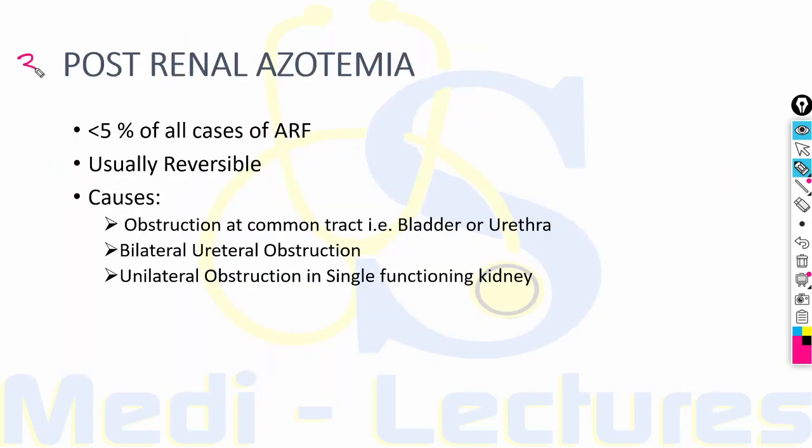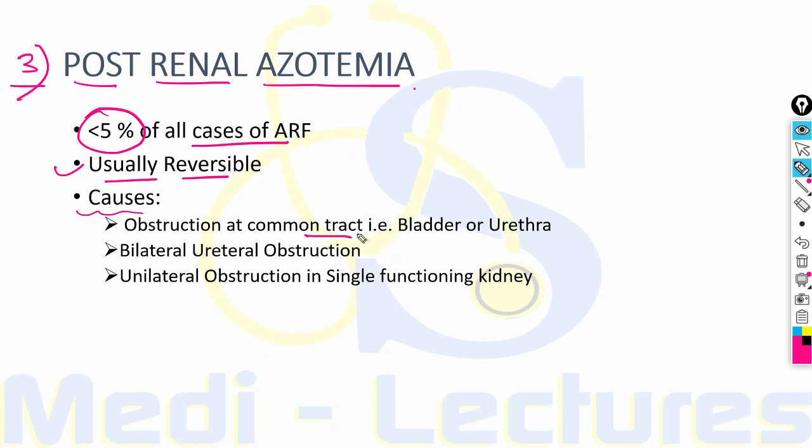Now coming on to the last and least common cause of acute renal failure, that is post-renal azotemia. This is responsible for only less than 5% of all the cases of ARF. These are usually reversible. These must be ruled out early in the evaluation. The causes can be obstruction at the common tract, that is bladder or urethra, or there can be bilateral ureteral obstruction, or there can be unilateral obstruction if a patient is having a single functional kidney.